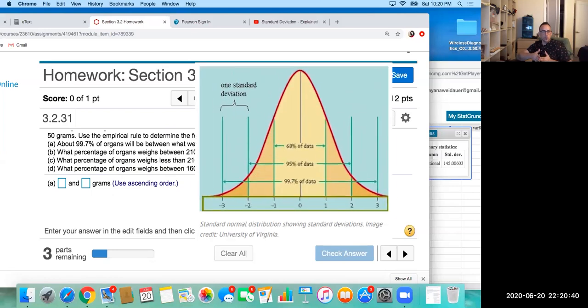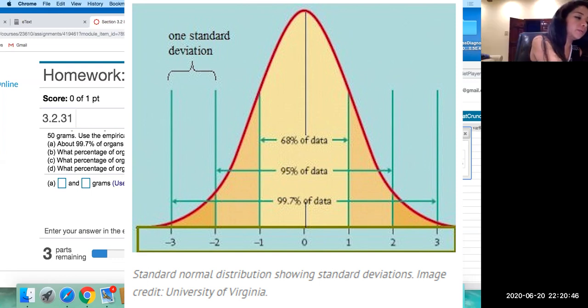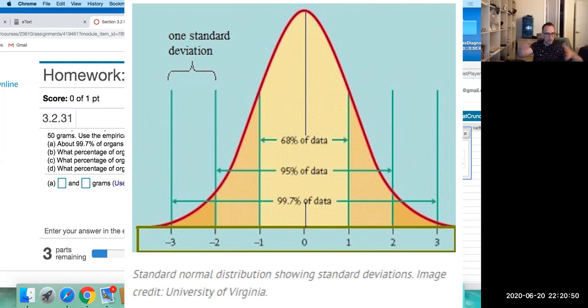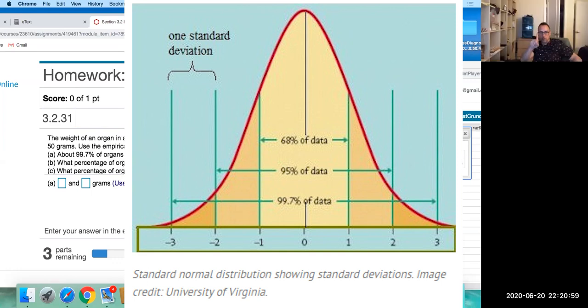So the empirical rule is 1, 2, and 3. Just remember that: 1, 2, 3. So within 1 standard deviation, within 2 standard deviations, or within 3 standard deviations. So you add and subtract 1 standard deviation from the mean. The mean is the center. Remember that.